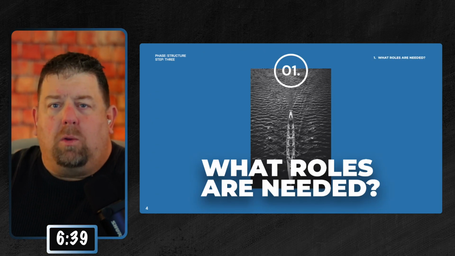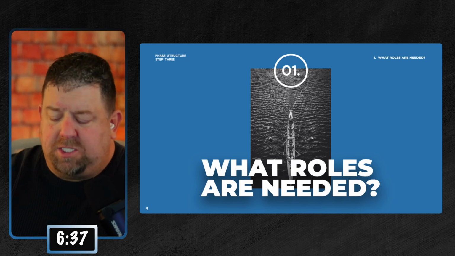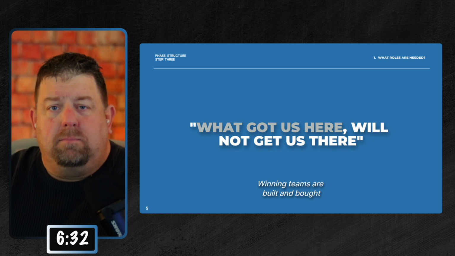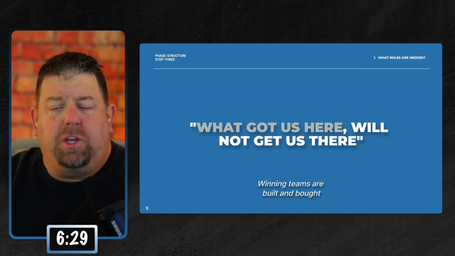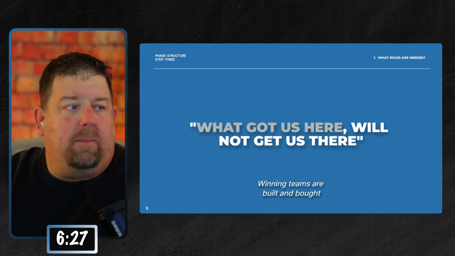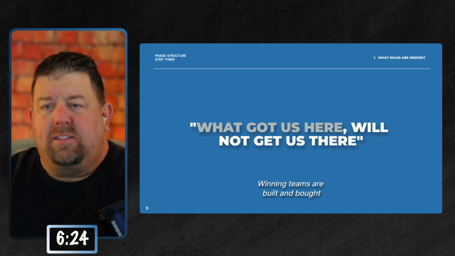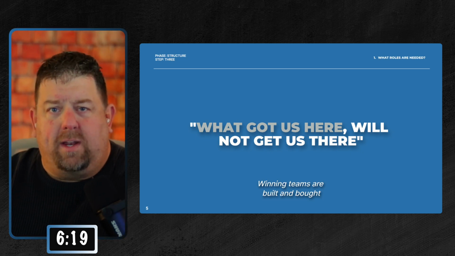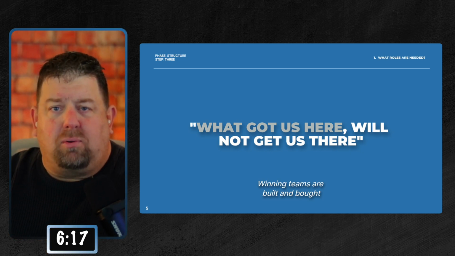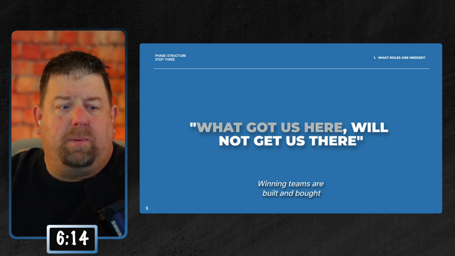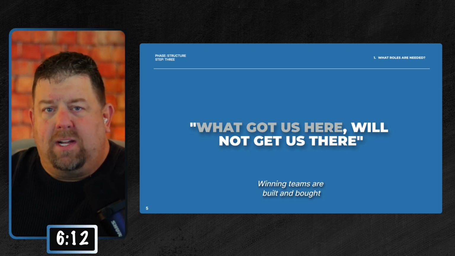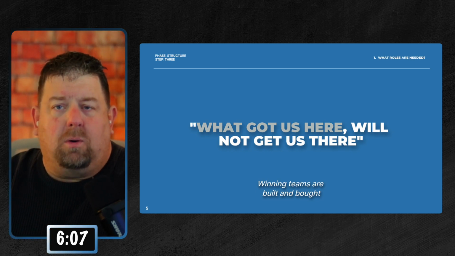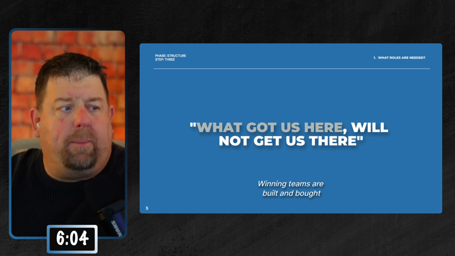First part, what roles are needed? This is the first section where we want to talk about what minimum or most productive roles you need to get your goal. What got us here will not get us there. I like to replace that with, who got us here won't get us there. Everyone here has probably outgrown a certain number of people in their organization. That's what this means. Doesn't mean they don't fit, but they either have to grow up or grow out. So you're going to need different people.